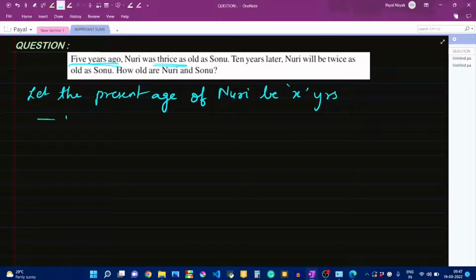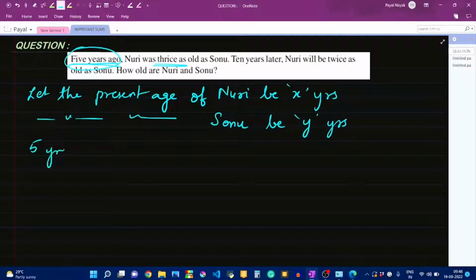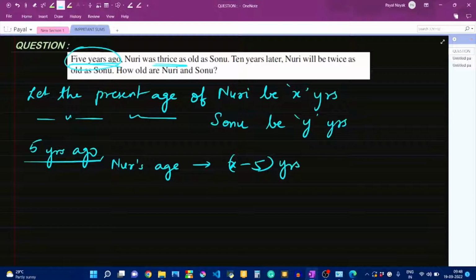In the same way, let the present age of Sonu be Y years. Okay. Now, as per the condition, 5 years ago. So obviously, 5 years ago means before 5 years. Obviously, the ages will be less by 5. So Noori's age will be X minus 5 years, and Sonu's age will be Y minus 5 years.